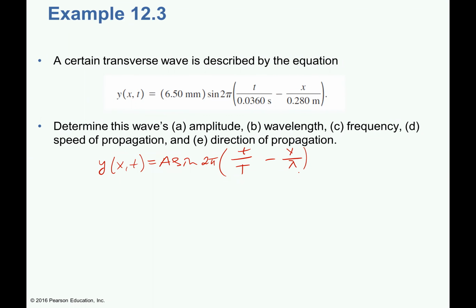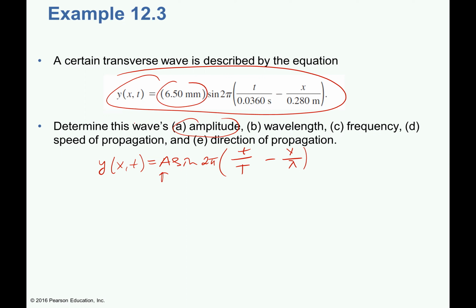As soon as you understand the general equation and what each term represents, if I give you an equation like that, you should have no problem picking up some of the things. So what is the amplitude? Well, that means anything in front of the sine function. Here A is 6.50 millimeters. That's your amplitude. What is the wavelength? Look at your general equation. Wavelength is the denominator under the x. Here under x, what you get is 0.28. That means wavelength is 0.280 meters.